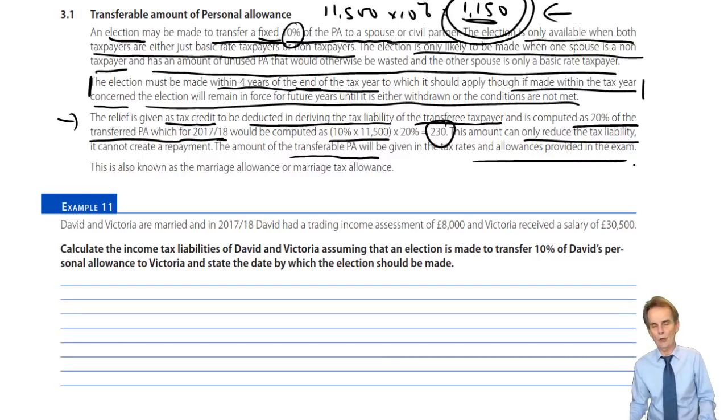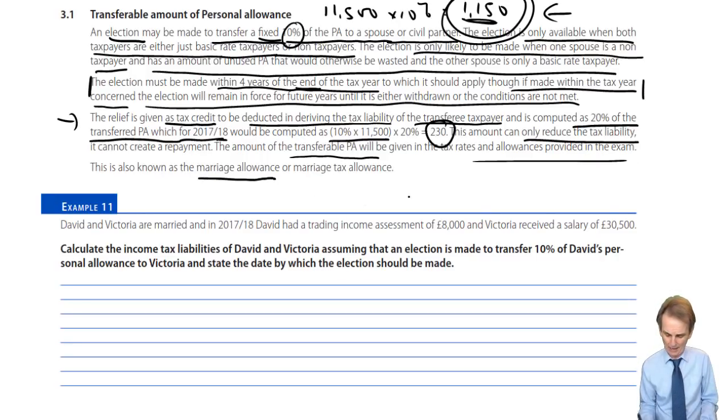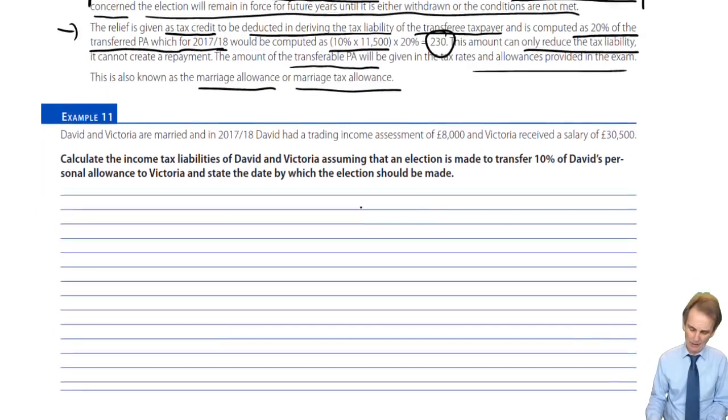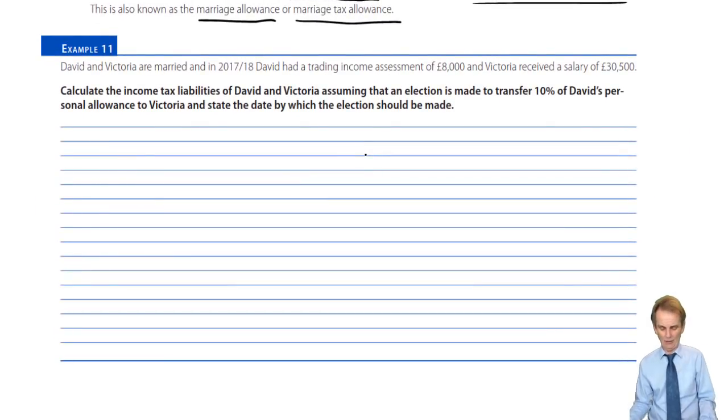You may also see reference in other texts there. You'd be using, I trust, an exam kit from one of the ACCA approved providers, and that could be known as the marriage allowance or the marriage tax allowance. We're talking about one and the same figure. Now, I've got a little example here, example 11, for us to have a look at.